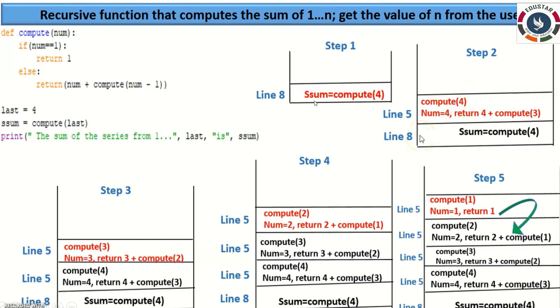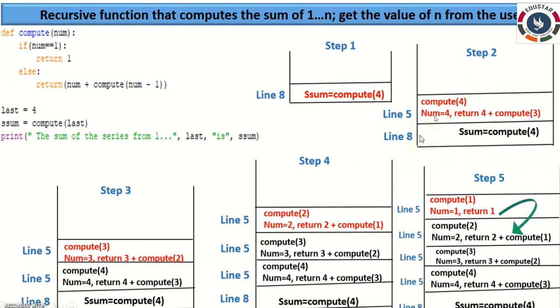Here I am going to execute the first step, and the first stack frame will be created. Each time it is executed, one stack frame will be created, correct? So the first time, line 8 is executed: sum equal to compute 4. What is the second step? It moves to the function.